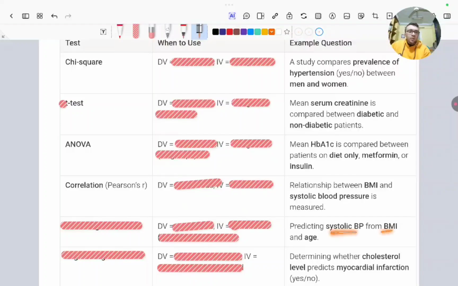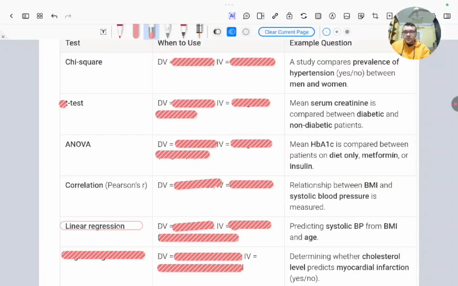Predicting systolic blood pressure from BMI. Systolic blood pressure depends on BMI and age. So systolic blood pressure is continuous. BMI and age are continuous. Predict or relationship? It's predict. So it's linear regression.